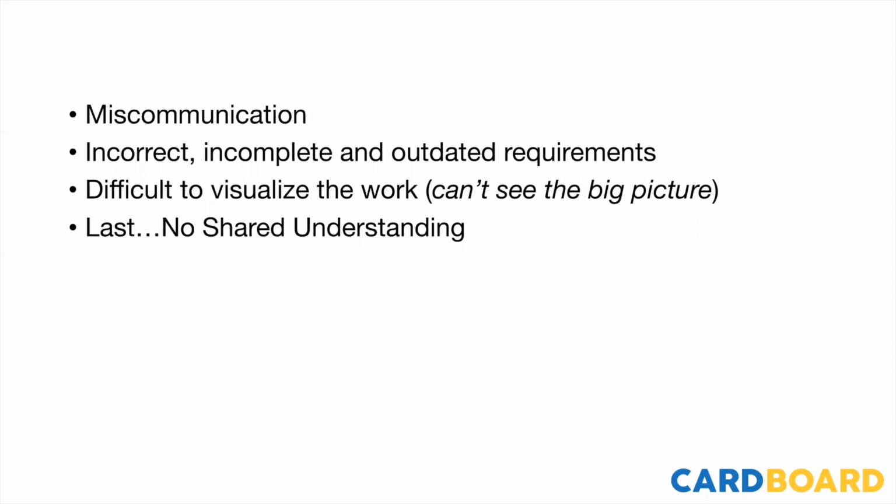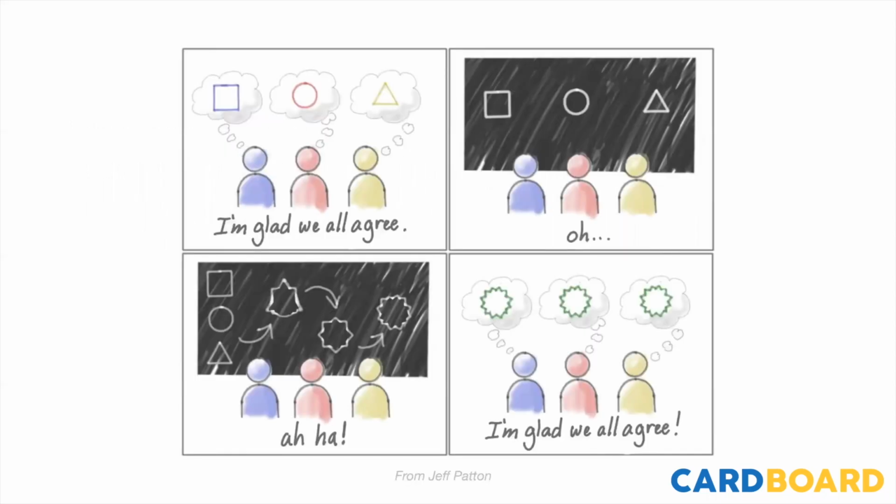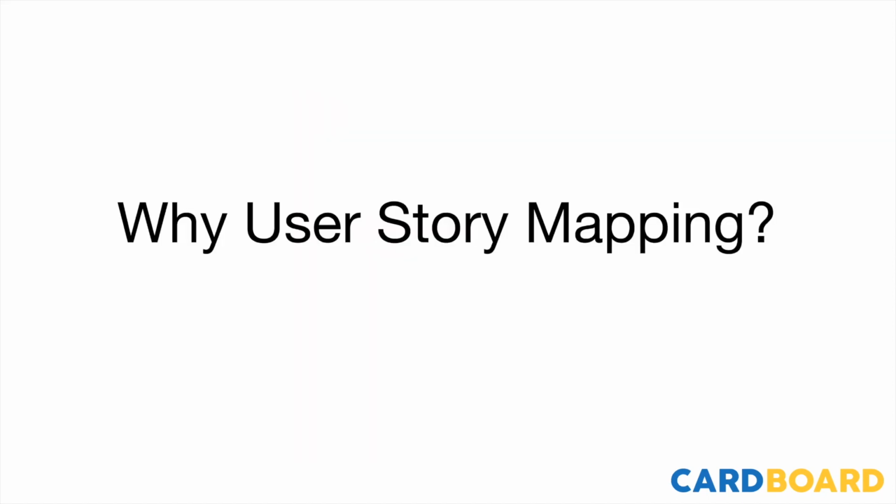And last, there's no shared understanding. There's this famous picture from Jeff Patton, the author of User Story Mapping. You have a group of people who think they all agree, but then they get to a whiteboard, sketch their ideas out, and they find that they don't agree. And then they come together, collaborate, and finally they have a shared understanding of what it is that they want to do.